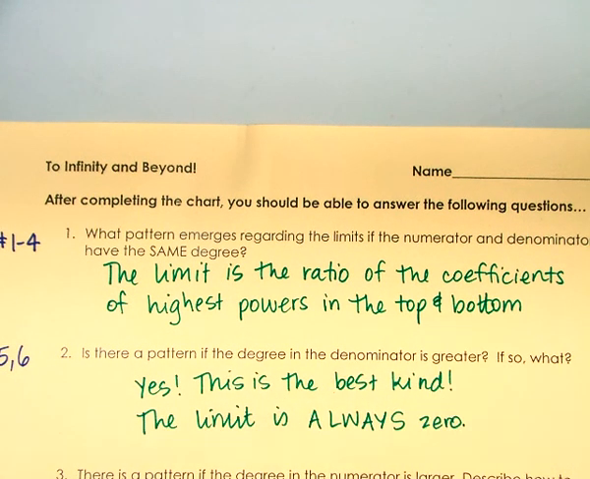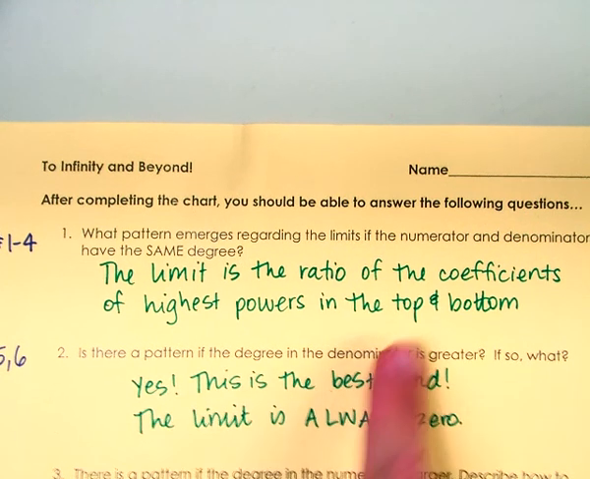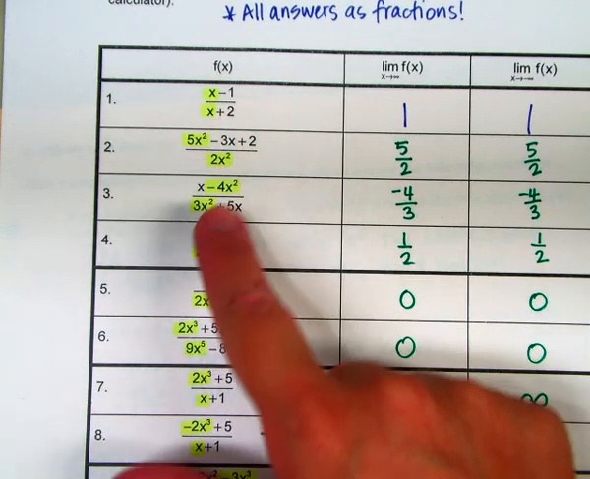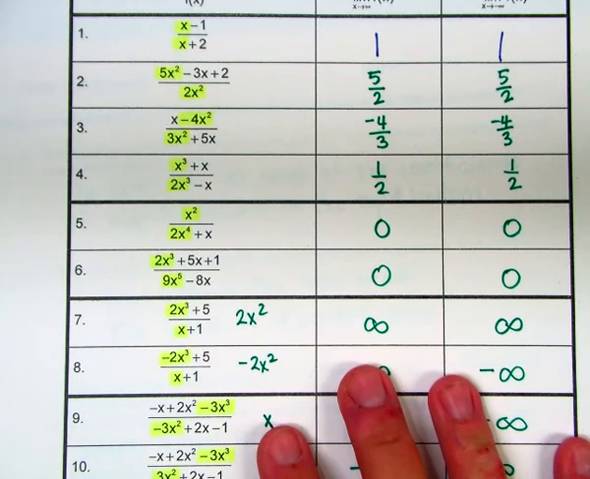So number one here, it says the limit is the ratio of the coefficients of the highest powers in the top and bottom. I had a nice succinct way of saying that. You may have needed a little bit more space to describe. But it turns out, in all of these, the general idea is that if you look at the highest powers in any of these problems, that's how you're going to get your limits figured out.